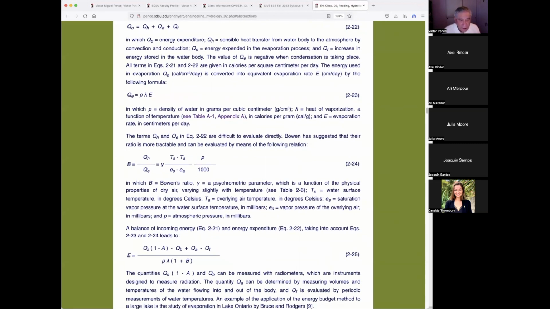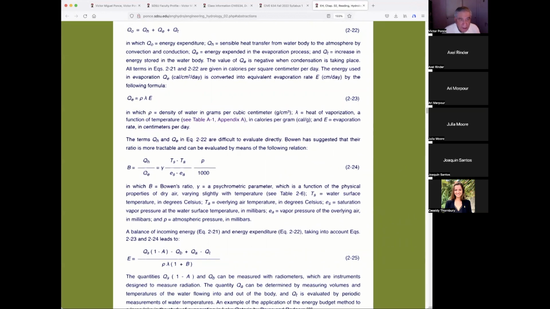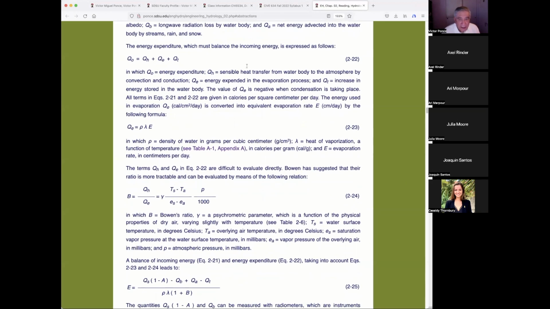Okay, the terms Q sub H and Q sub E. Now what's the difference? Q sub H is the sensible heat, and Q sub E is the energy spent in the evaporation process. What is this? Q sub H, sensible heat, is the heat that's coming out of the ground because it's heated. And Q sub E is the heat that is coming through the evaporation. So there's two parts to this whole thing. The total energy is separated into Q sub H and Q sub E.